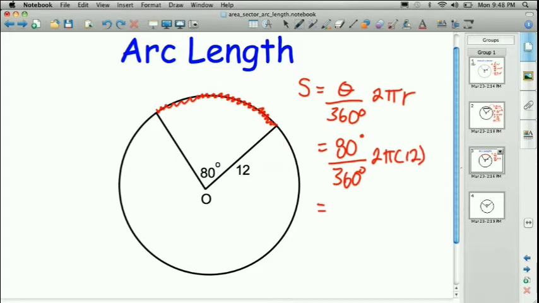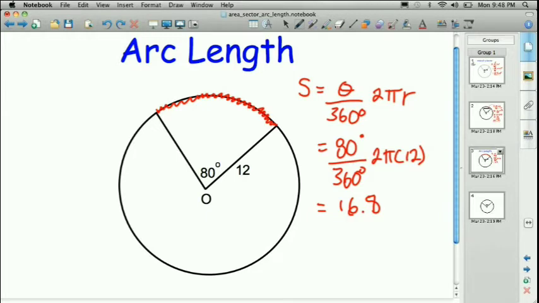Now 80 upon 360, when we cancel, we can solve it. Pi is 3.14, either 3.14 or 22 by 7, and r is given to us, that is 12 centimeter. Okay, so we are solving this one. What arc length is coming? 16.8 centimeter is the arc length of the given figure.